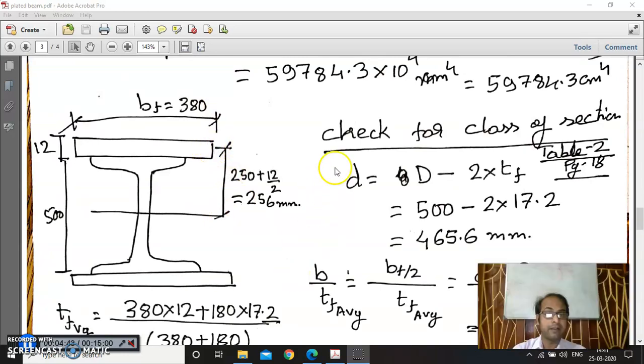So now we have gone for the check of the class of section, where we have calculated firstly the small d, the depth of the web, which is the overall depth capital D minus 2 into the thickness of the flange, which is 17.2 millimeter, and we have found it as 465.6.